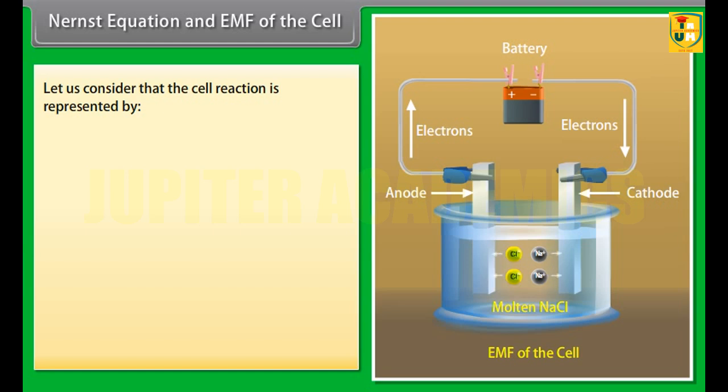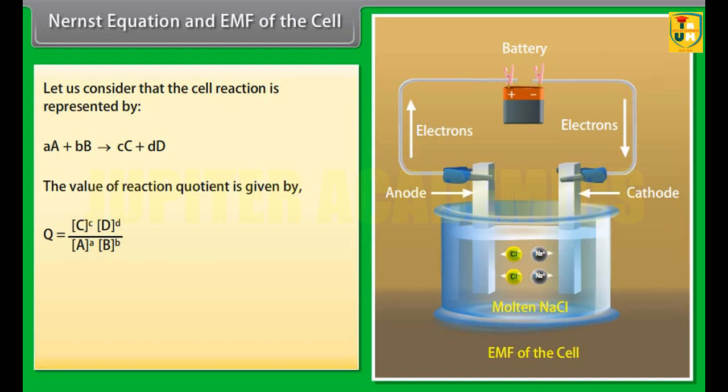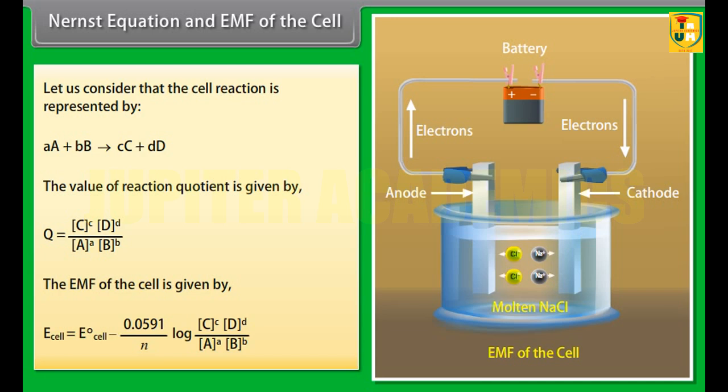Let us consider that the cell reaction is aA plus bB gives rise to cC plus dD. The value of the reaction quotient is given by Q is equal to [C]^c into [D]^d divided by [A]^a into [B]^b. The EMF of the cell is given by E naught cell minus 0.0591 upon n multiplied by log [C]^c into [D]^d divided by [A]^a into [B]^b.